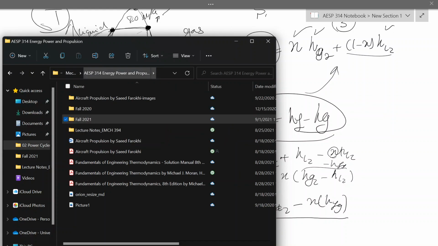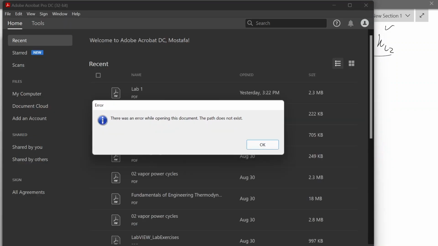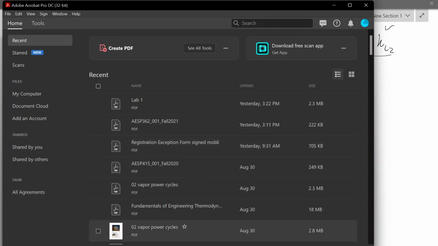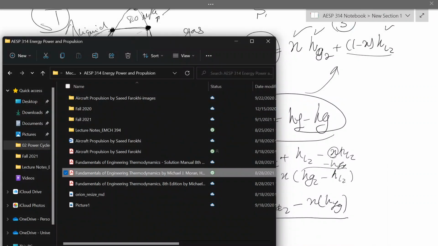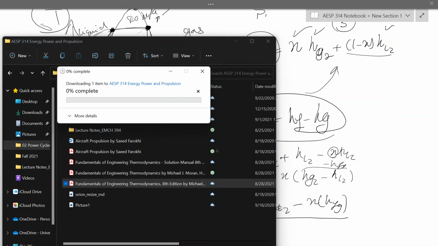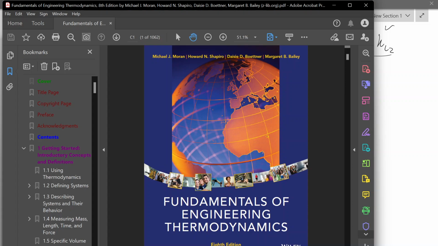Your homework is uploaded, but the deadline is going to be in 2 weeks. Originally I wanted this homework to cover the power cycles, but we are going to finish power cycles in 2 weeks, not next week. So I need to give you more time on the homework, and you are going to have 2 weeks to answer the questions.